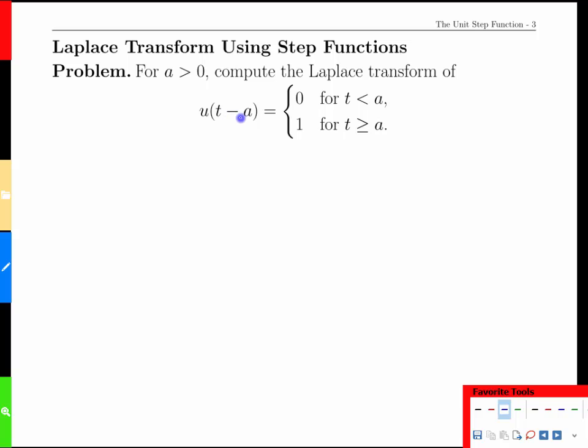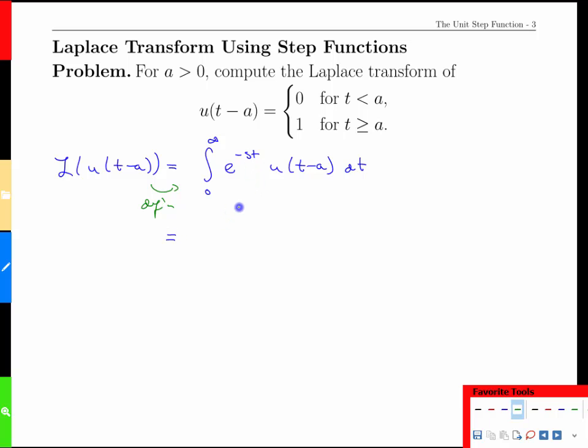Knowing that u of t minus a, so some shift that we don't know, is going to be a building block, how will we take the transform of that with Laplace? Well, to take the Laplace transform of anything, we will use the definition one last time here. The definition will tell us that the integral from 0 to infinity of e to the minus st, u of t minus a dt would be the Laplace transform we're looking for.